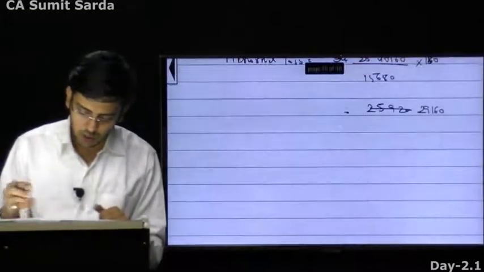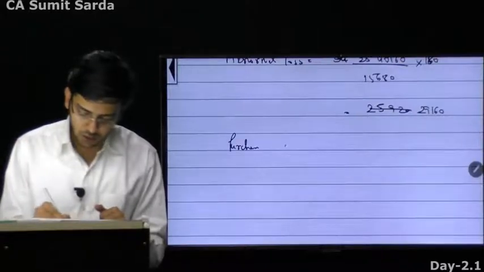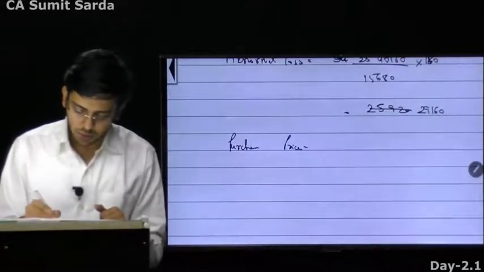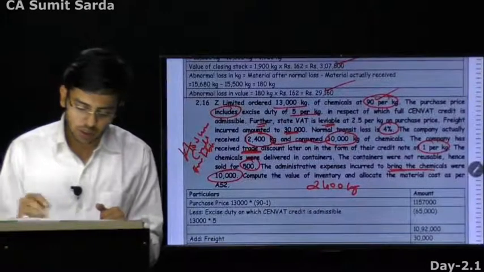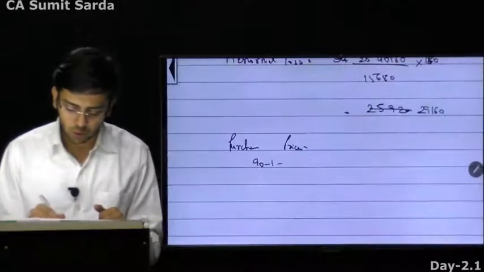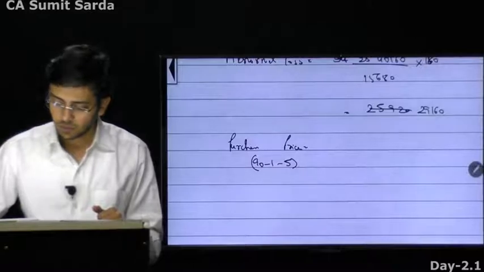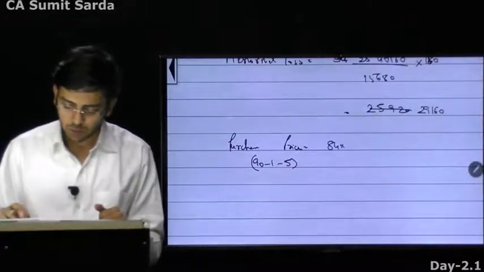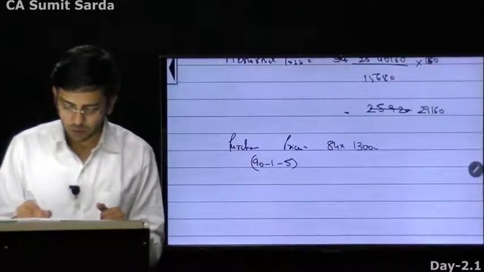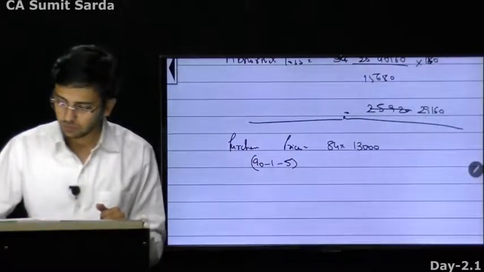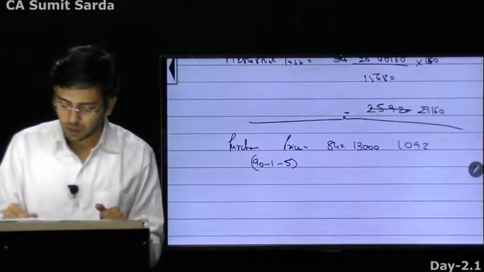So let's see how we are going to value the inventory. First thing is purchase price. Purchase price is 90. I have to deduct trade discount 1 rupee, and it includes excise duty of 5 rupees. This is also to be deducted. So 84 rupees for 13,000 units, which is 10,92,000.